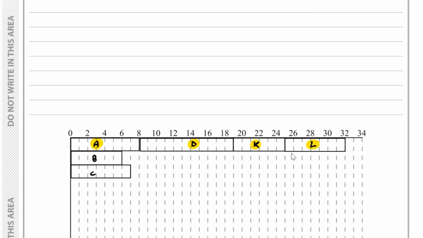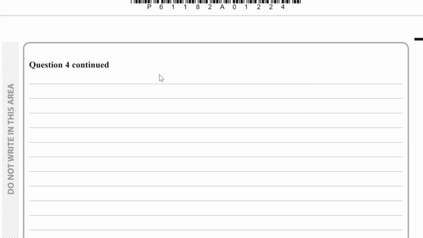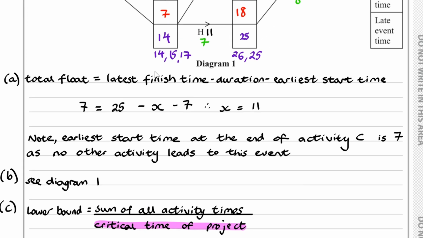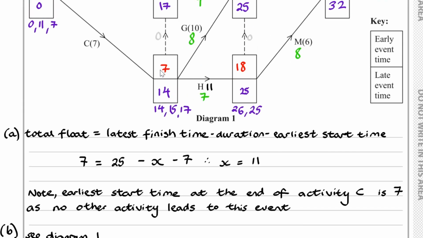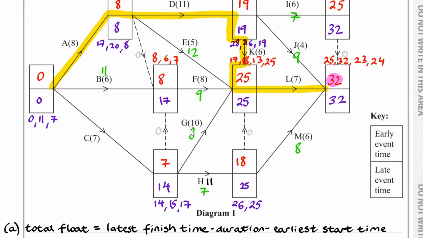Everything else is non-critical, and everything else that's non-critical will show in a different colour. Now let's have a look at the activity. If you look at G and H, those depend on C only. G has a duration of 10, H has a duration of 11.